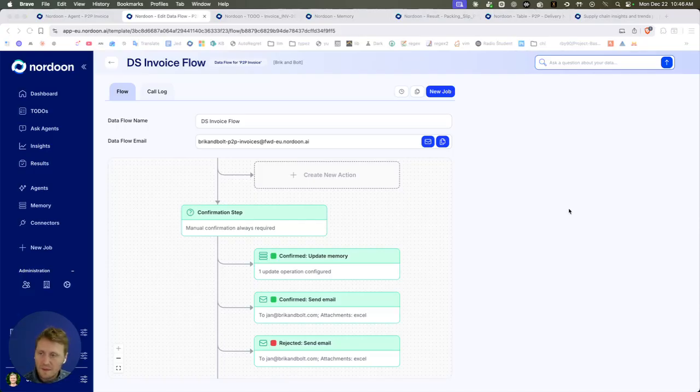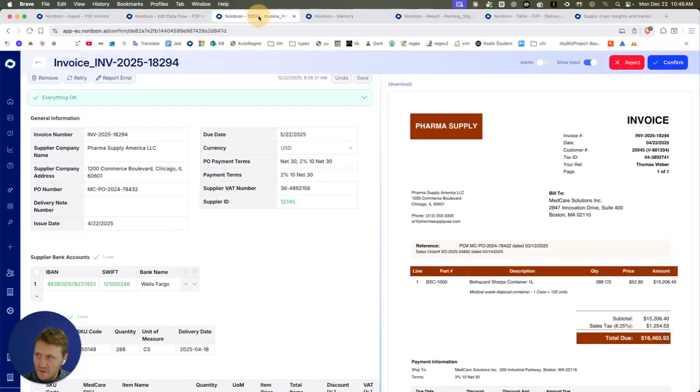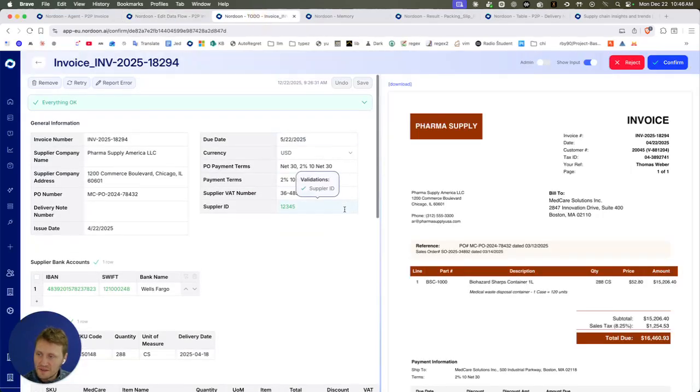Now I'll show you what happens when an invoice is processed. In this case, we get a screen like this. This is the human in the loop screen, where we have the complete overview of everything that happened. On the right hand side, we have the invoice, and on the left hand side, we have the most relevant things that were processed.